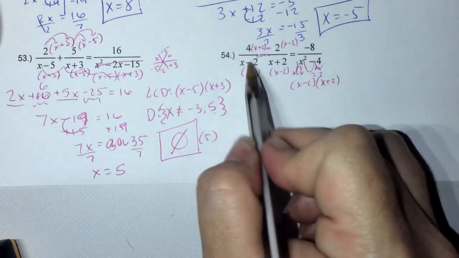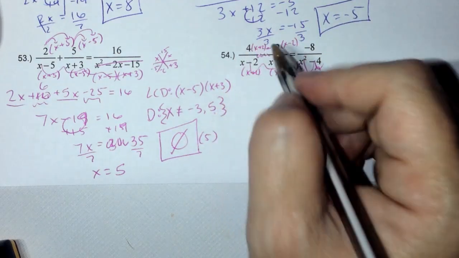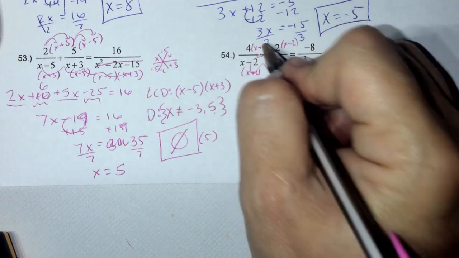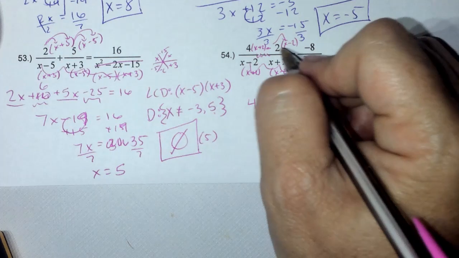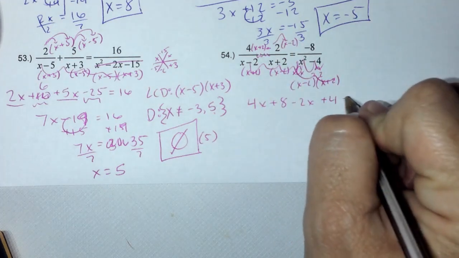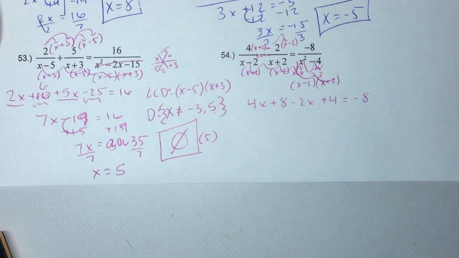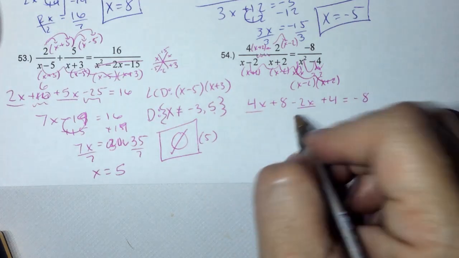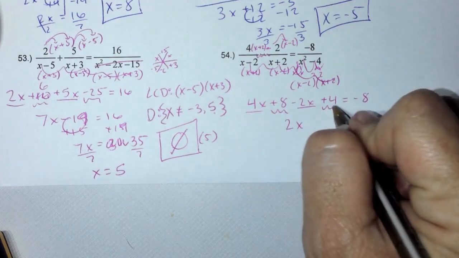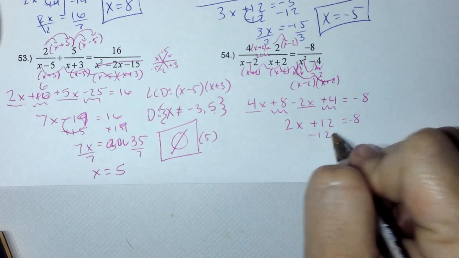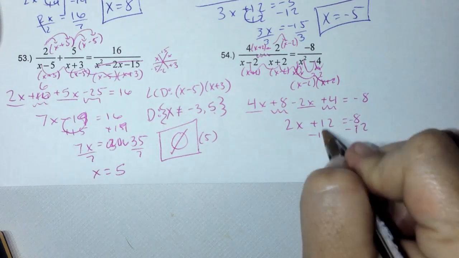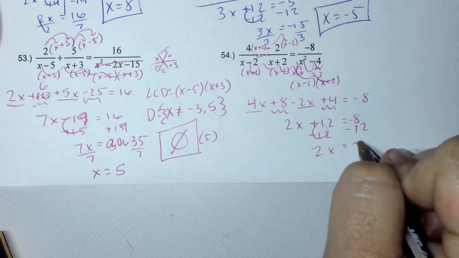So now they all three have both. And I get 4 times x is 4x. 4 times 2 is 8. Negative 2 times x is negative 2x. Negative 2 times negative 2 is positive 4 equals negative 8. Well, 4x minus 2x is 2x. 8 plus 4 is 12. Minus 12, minus 12. I get 2x equals negative 20.